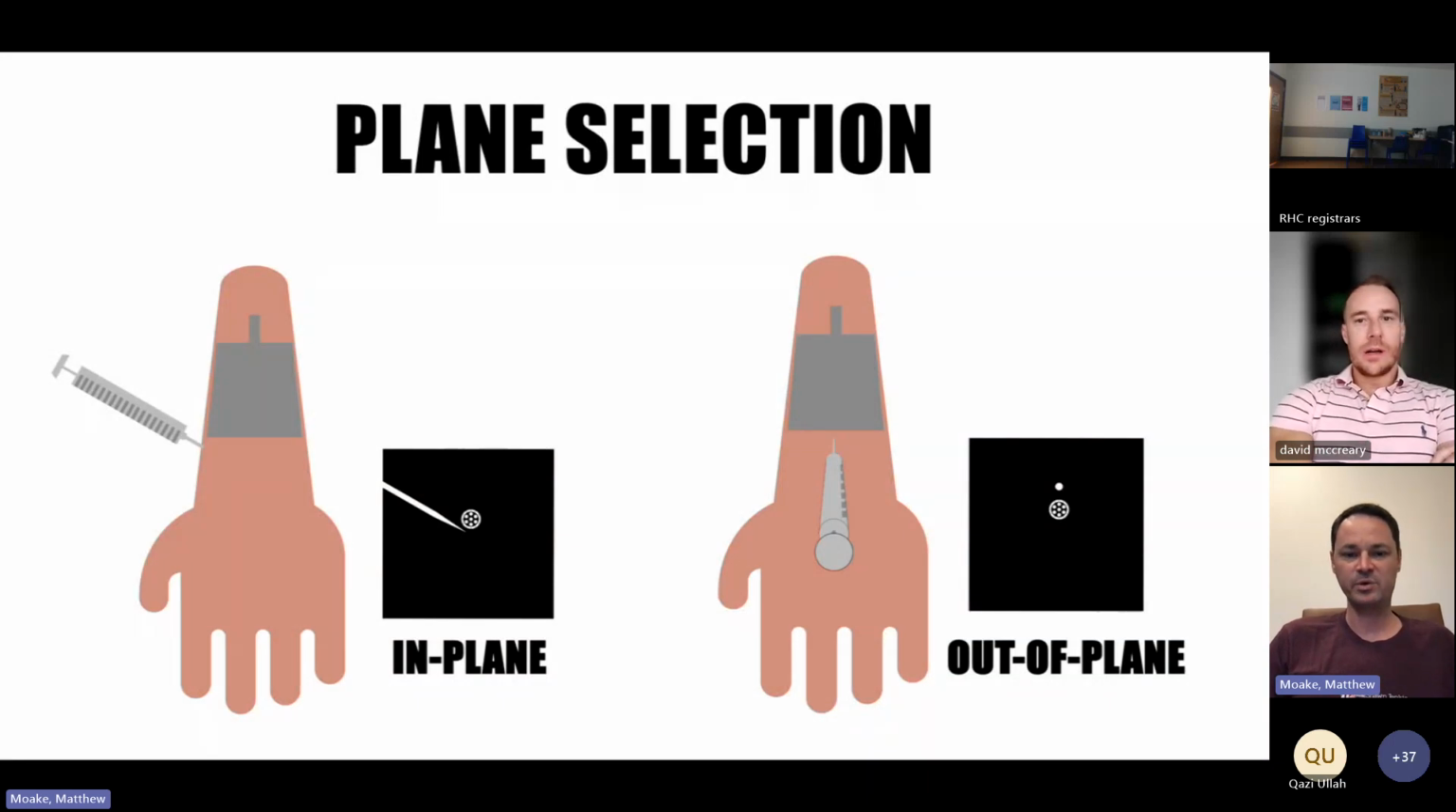You've got your in-plane and out-of-plane approaches. I tend to do in-plane for all of my nerve blocks. I tend to do out-of-plane for all my vascular access. You can do both for either option. It's really kind of a preference.